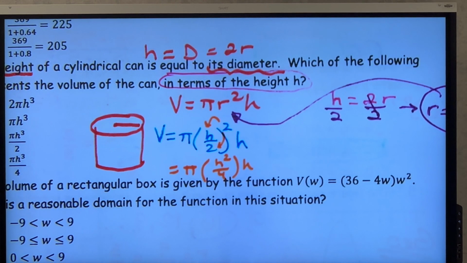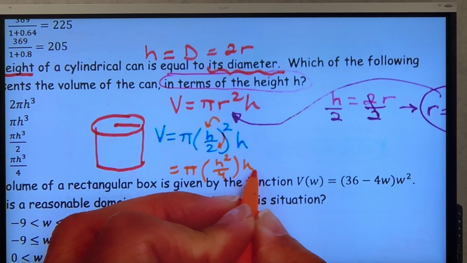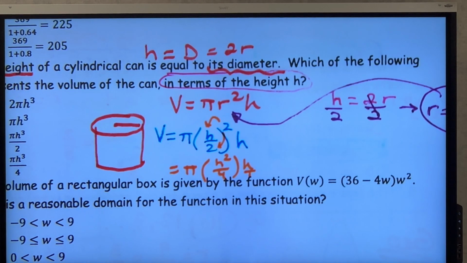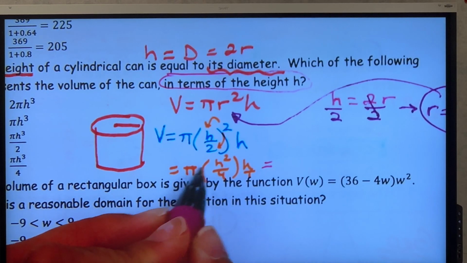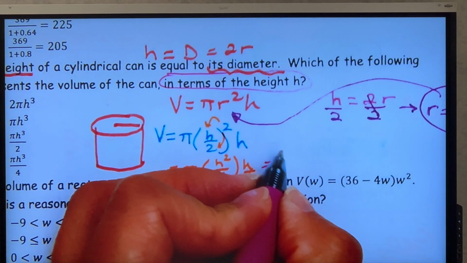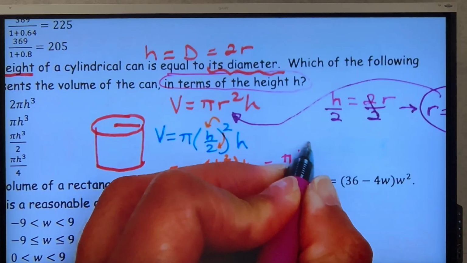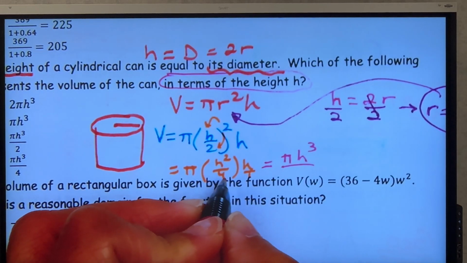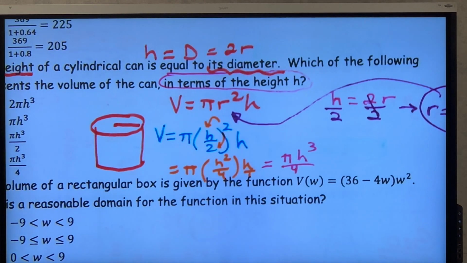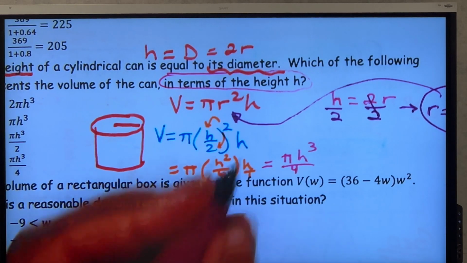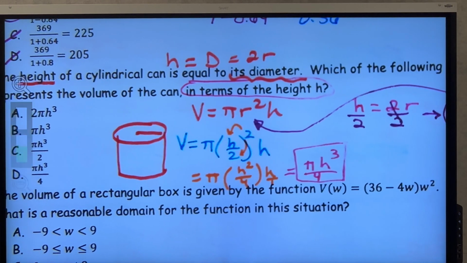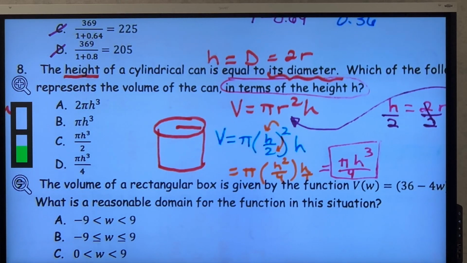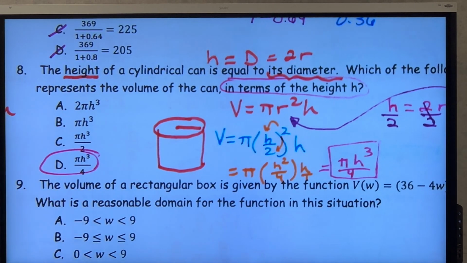When I clean that up even more, you can make anything a fraction by putting it over 1. So we can put that h over 1, and then we get pi times h squared times h is pi h cubed, and then 4 times 1 is a 4. So all we have is a 4 in the denominator. So pi h cubed over 4 is the expression that we're going to use for the volume of the can in terms of the height, which means the answer is D.